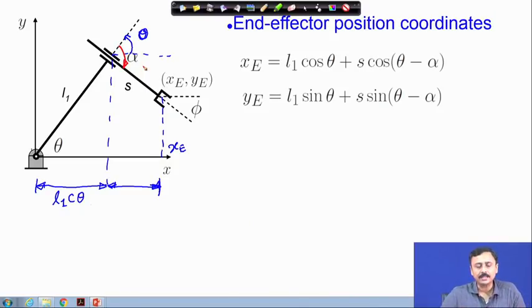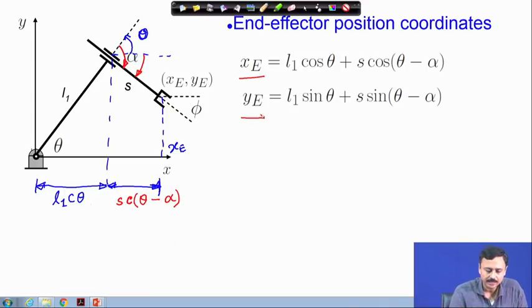Now, since all angles we will be measuring counterclockwise as positive, which is by our choice of coordinate system. So, counterclockwise measurement of angles is positive, clockwise measurement is negative. Therefore, this angle is theta minus alpha, and therefore, this distance is S cos theta minus alpha. So, that is the total x e.